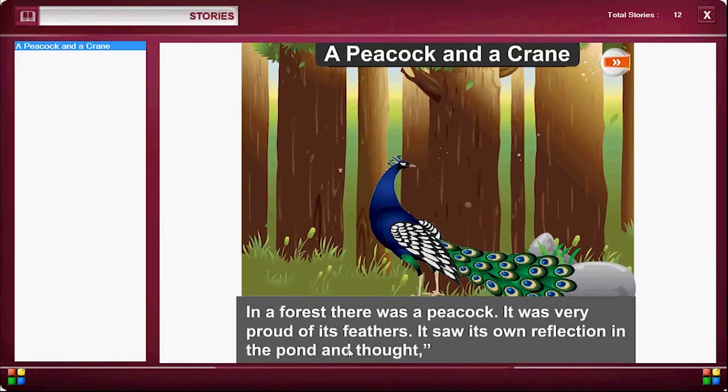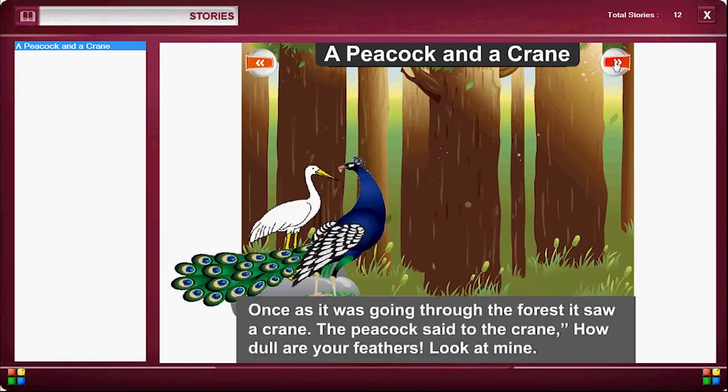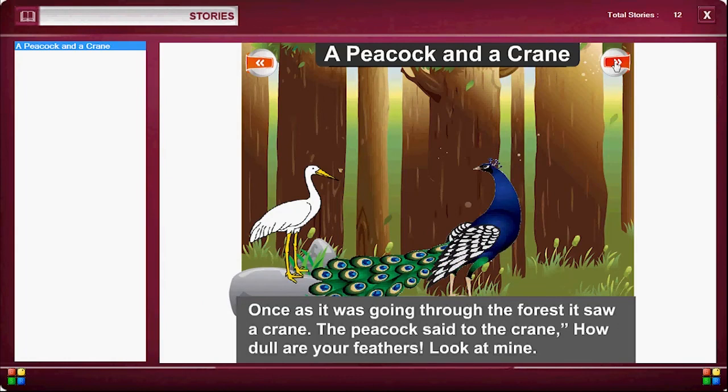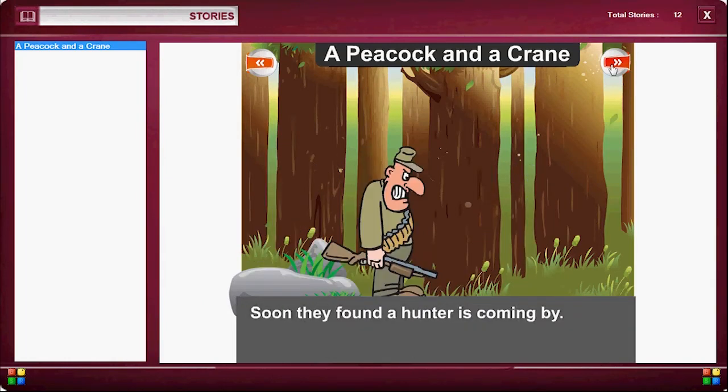And a crane. In a forest there was a peacock. It was very proud of its feathers. It saw its own reflection in the pond and thought. Once as it was going through the forest, soon they found a hunter coming by.